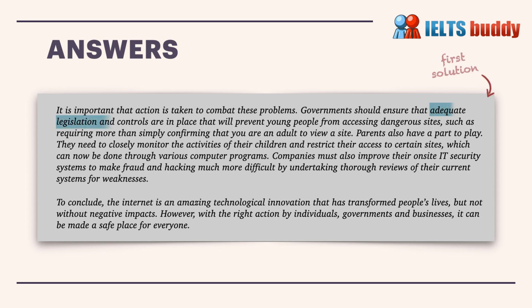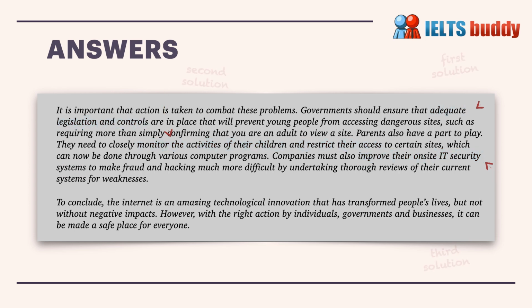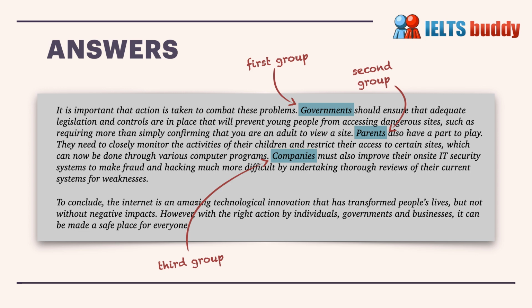So again, you can see the first solution: adequate legislation and controls. Second solution: monitor the activities of the children and restrict the access. And the third solution: improve on-site IT security. And which groups are involved? Well, governments are the ones that should introduce adequate legislation. Parents need to closely monitor the activities of the children. Companies are the ones who need to improve on-site security.